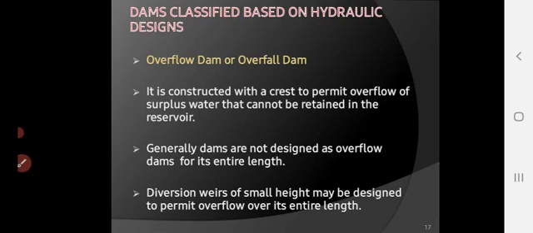Generally dams are not designed as an overflow dam for their entire length. A diversion weir of small height may be designed to permit overflow. One name for a small height dam is weir, so generally weirs are overflowing sections. A large height dam section is generally not designed as an overflow dam.